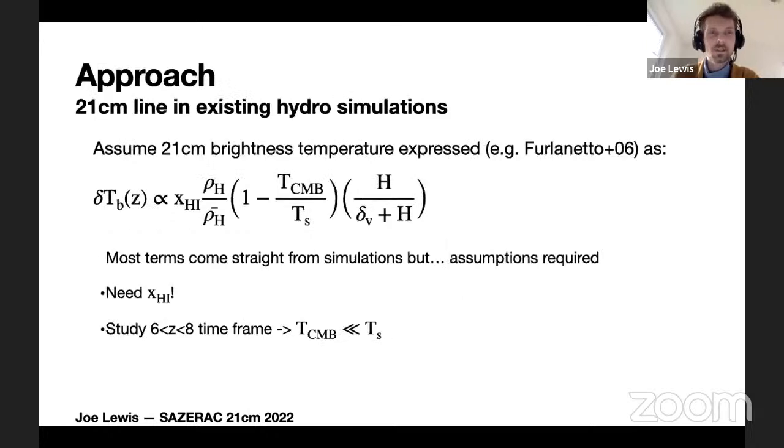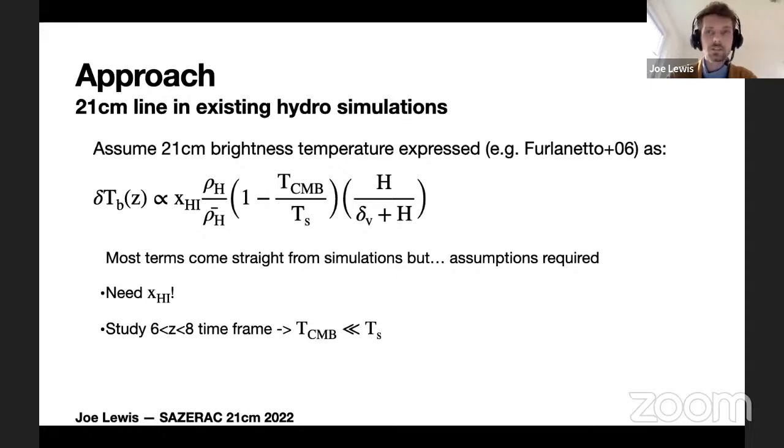Okay, so I don't think the approach is going to surprise many of you. I assume a very, very classic expression for the brightness temperature. And the handy thing about this expression, which I guess is why everyone uses it and abuses it, is that you can decompose it very easily as being proportional to the product of the various physical components that interest you for the signal.